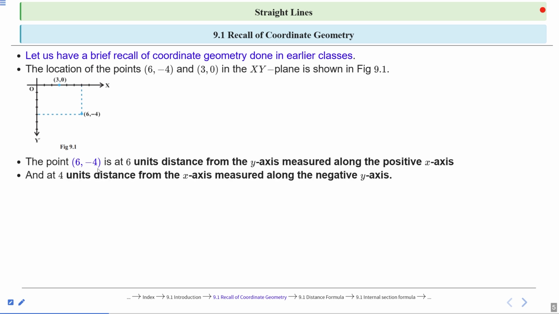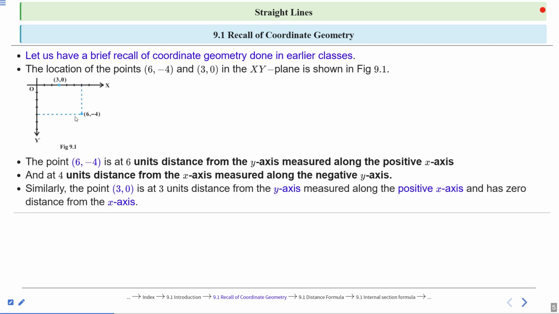And it is at 4 units from the x axis. Here you can see this distance is 4 units. So the point (6, -4) is at 4 units distance from the x axis, measured along the negative y axis.